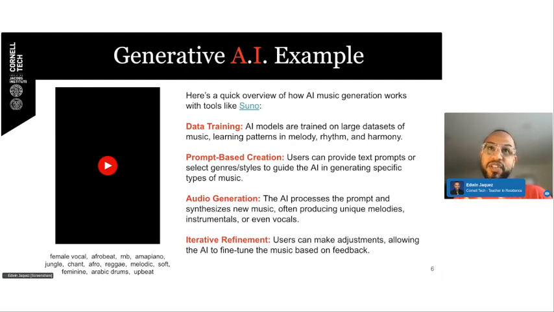The audio generation is sort of where the toss-up is. It's kind of like a roulette. You don't really know what's going to happen because the AI is going to interpret the information you're feeding it, and then it'll spit out or give you an output. And so it processes the prompt, it synthesizes the music, it usually creates very unique melodies, and then you can continue to refine it until you get your desired outcome. And so you continue to iterate and make adjustments based on the feedback.